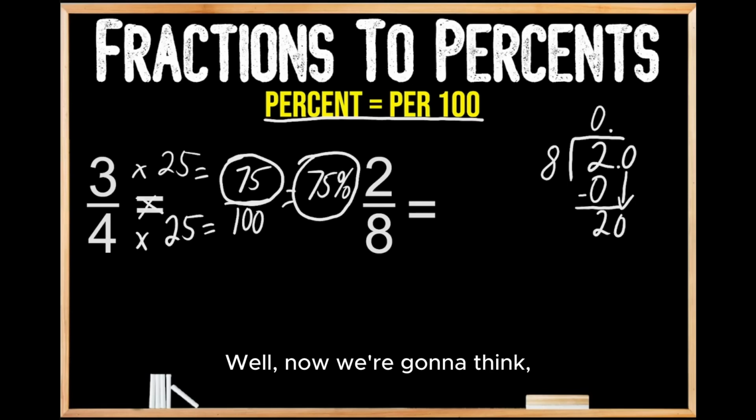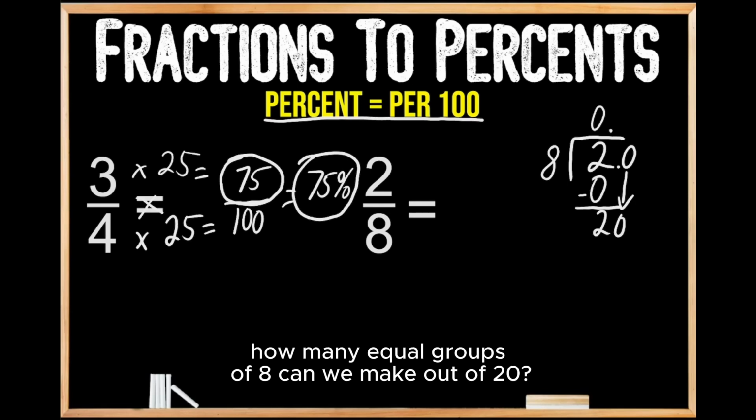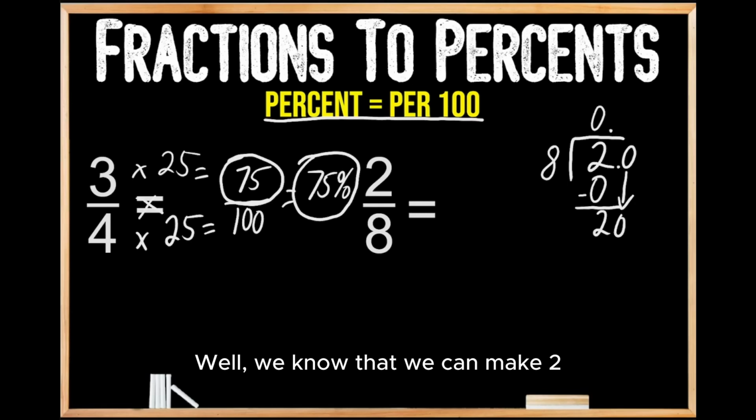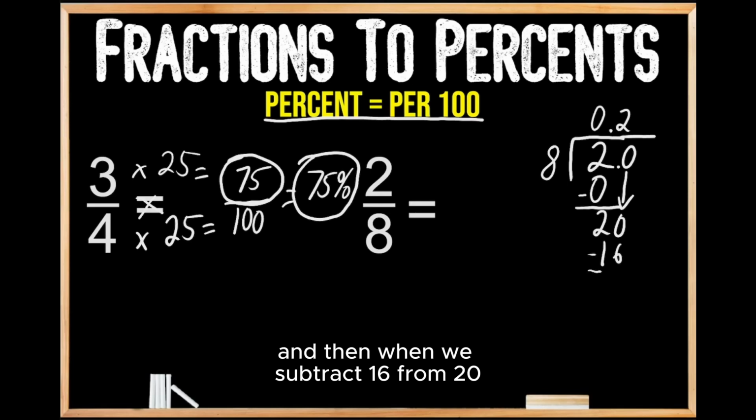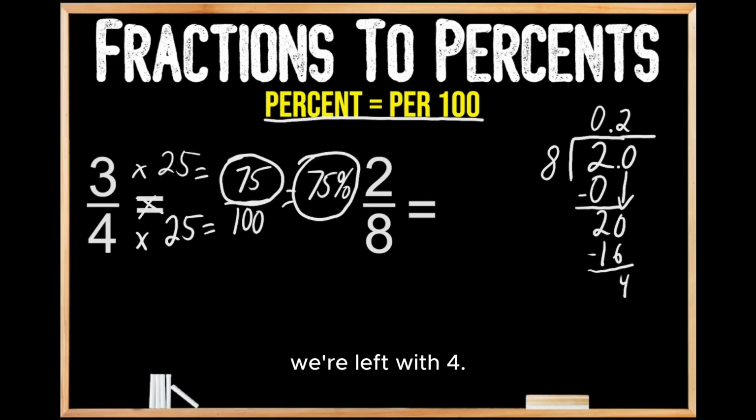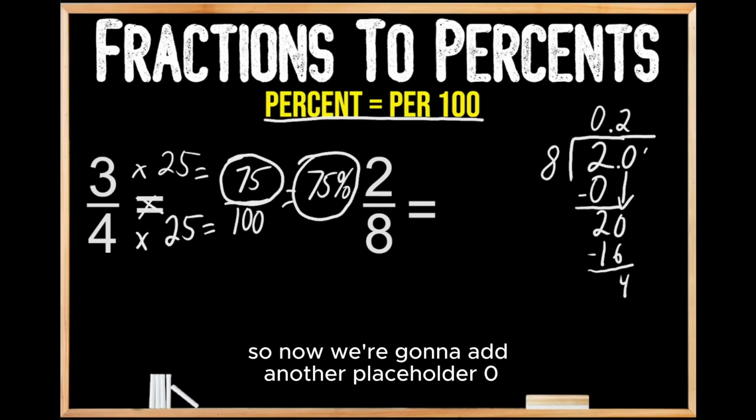Now we're going to think, how many equal groups of 8 can we make out of 20? Well, we know that we can make 2 equal groups of 8 out of 20. And when we multiply 2 times 8, we get 16. When we subtract 16 from 20, we're left with 4. So we're still not done. Now we're going to add another placeholder 0 and bring it down.